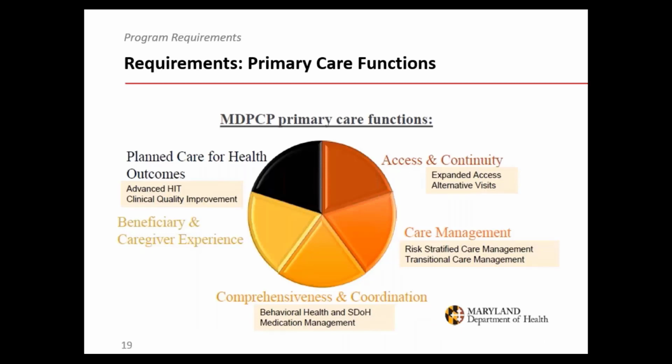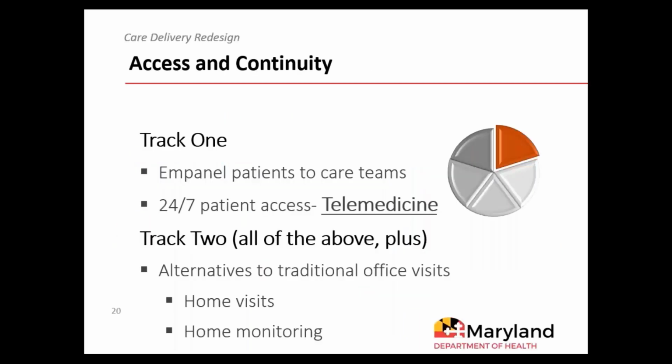So now we're just going to walk through what the requirements are for advanced primary care. There are these 5 requirements that we consider essential for a practice to be considered fully fledged advanced primary care. And if you're not there already, you're going to get there with a lot of our help and assistance and a lot of work and innovation on your part. But it includes access and continuity, care management, comprehensiveness and coordination of care, beneficiary and caregiver experience, and planned care for health outcomes. So the next set of slides will just superficially say exactly what's in each of those 5 elements. Next slide.